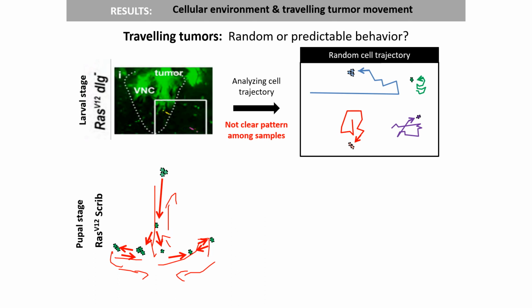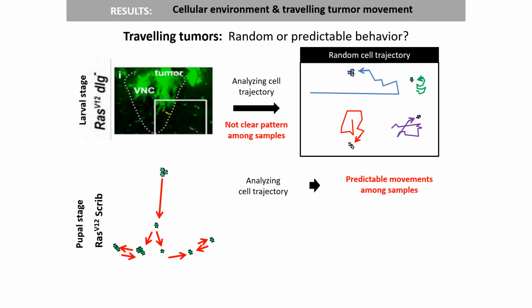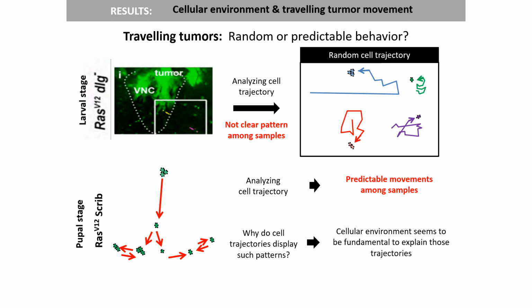It was very interesting because it seems that they are moving passively, that the hemolymph, that is the liquid of the flies, the liquid in which the imaginal disc and the legs are floating, is the one in charge of the movement of these pieces of tumor. So when we analyzed it, we found that there was predictable movement, and that the cellular environment seems to be very important for these CTCs.